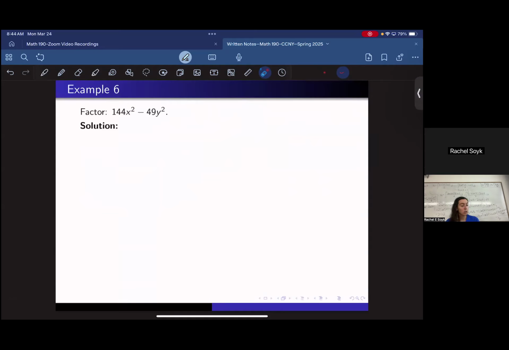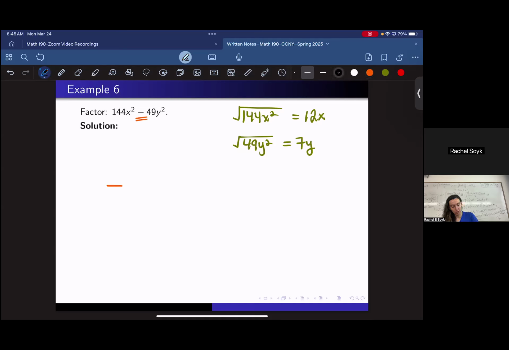Right. Let's do some more examples together. So what do we notice here? Our first term, we can very easily take the square root of that. And when we do, what do we end up with? Yeah, 12x. And then what about that last term? What's the square root of 49y squared? 7y. What's our operation in between? It's a minus, so we can have our two parentheses.